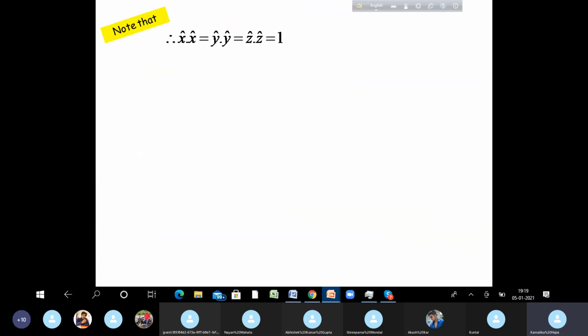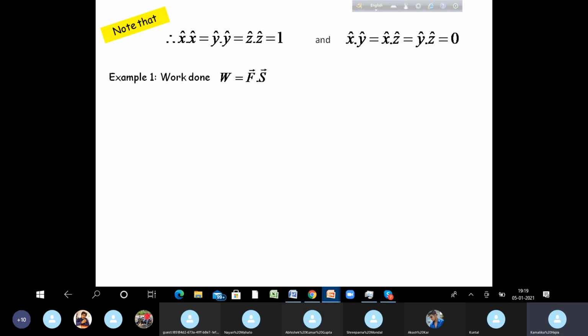Now, how do we physically interpret the dot product? Since the unit vectors, if you take the dot product of the unit vectors with themselves, each will give you 1, because we know that if theta is 0, cos theta is 1, so the dot product becomes 1. On the other hand, x dot y cap, x dot z cap, y dot z cap are each 0, because the axes are mutually perpendicular to each other.